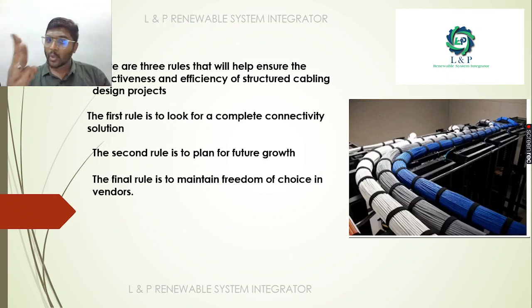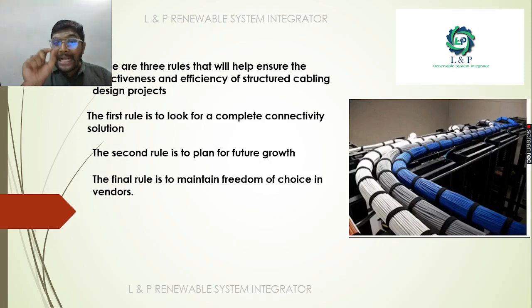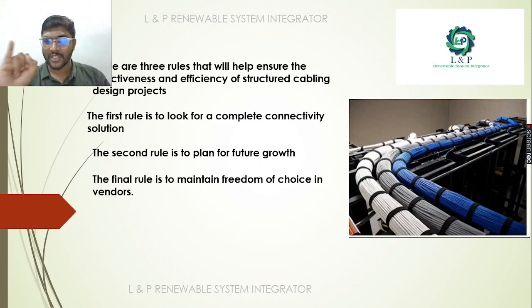So what are the 3 rules that we must ensure whenever we are designing a structured cabling design project? The first rule is that we need to look for a complete connectivity solution. The second rule is that we need to plan for future growth also, because in future they might add many points, many signals, or have many new requirements. So we need to keep future extension plans in mind.